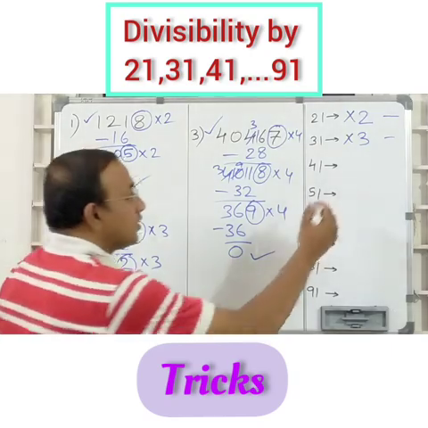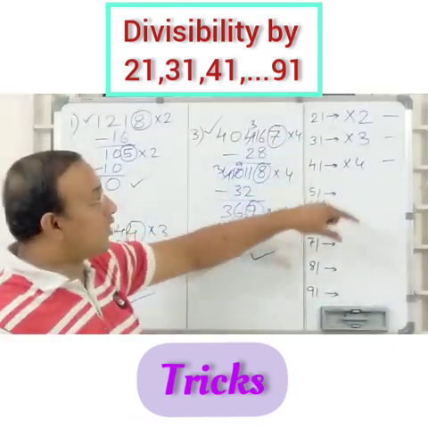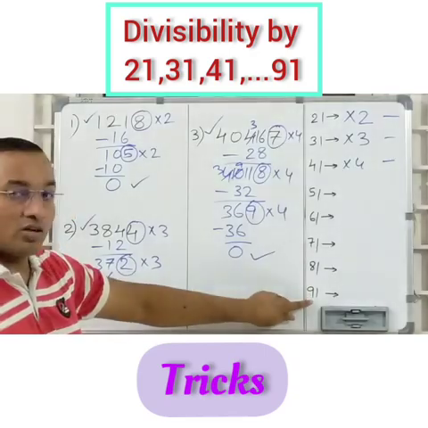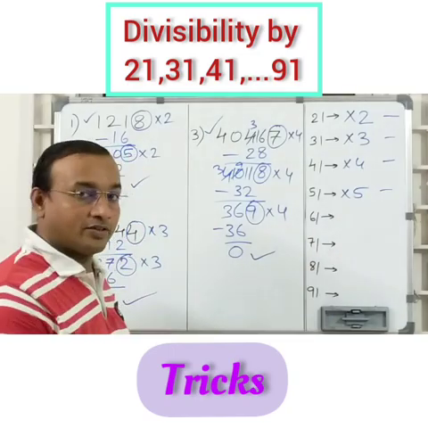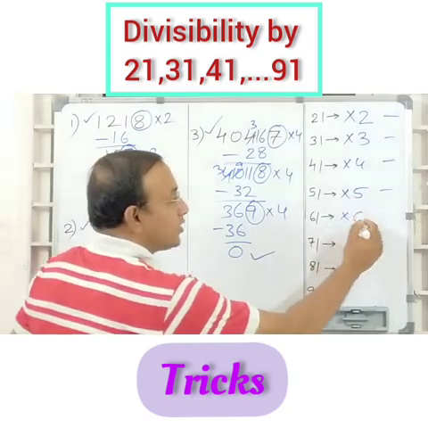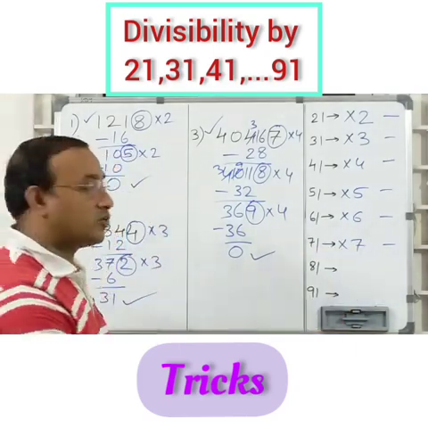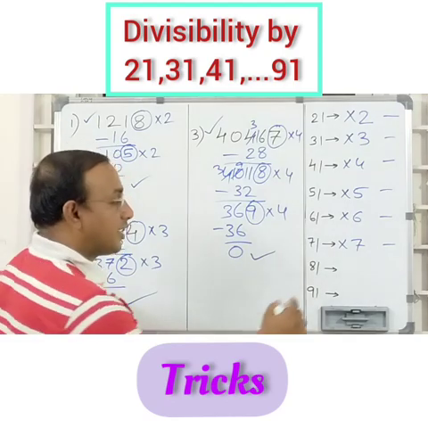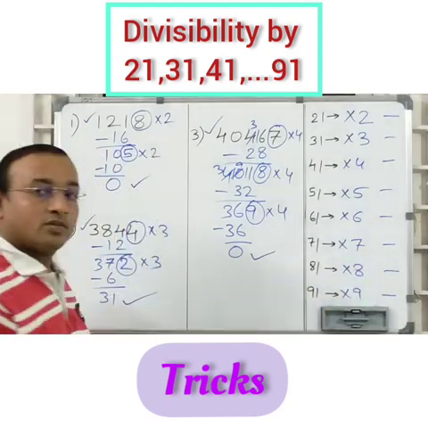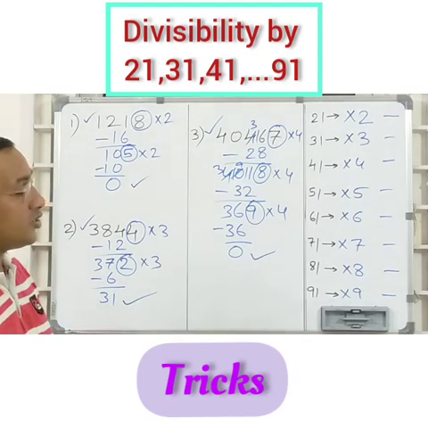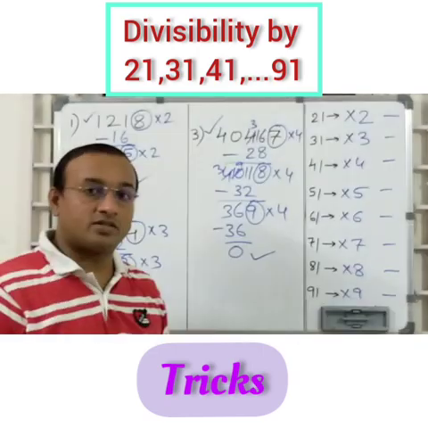What is the rule, friends? Into 4 and minus. Similarly, following this pattern, we can check for all the remaining numbers also. For 51, into 5 and minus from the remaining digits. For 61 divisibility rule, into 6 and minus. 71, into 7 and minus. Minus is nothing but subtract the product from the remaining digits. Next, 81, into 8 and minus. 91, into 9 and minus. In this way, you can check whether the given numbers are divisible by these numbers or not following these tricks.